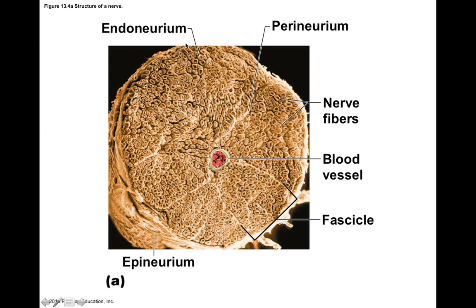If you look at this cross-section of a nerve in an electron micrograph, we find a blood vessel in the middle, and this blood vessel helps to nourish the axons from the inside. Then we have this outer covering of epineurium, which is a fibrous connective tissue sheath that surrounds the whole nerve. We have nerve fascicles, which are bundles of axons encased in perineurium, and then individual axons, which are surrounded by endoneurium.